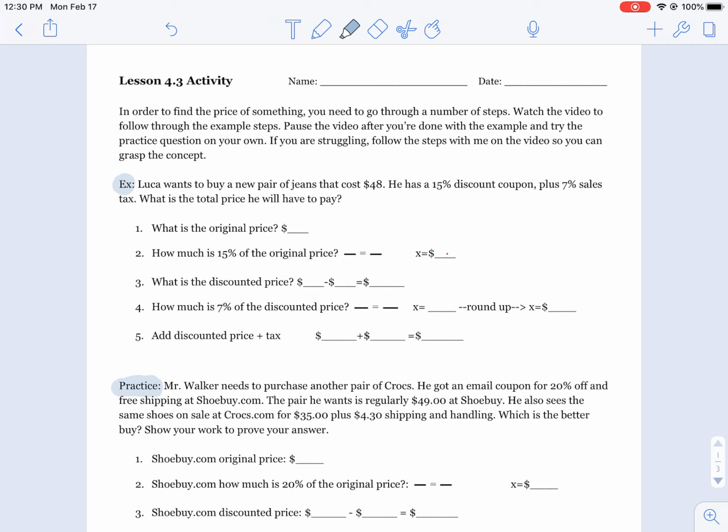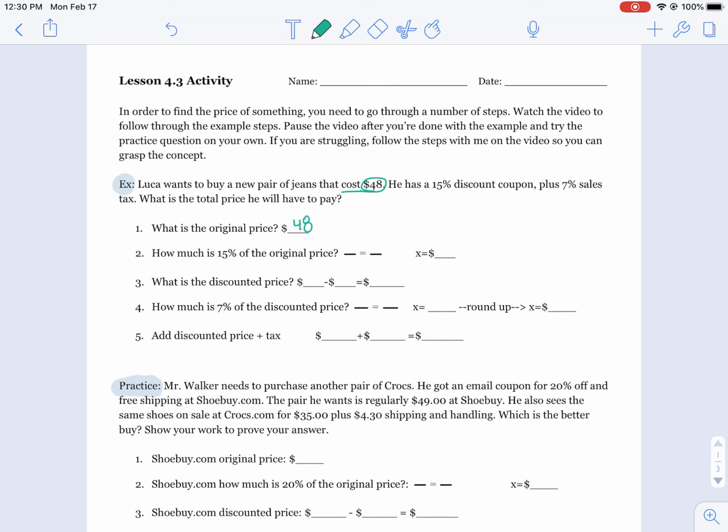So let's find out. I broke down the steps into 5. You can make it less, you can make it more, however you like, but this is basically what is going to be happening, okay? So first question, what is the original price? The original price, if you see from the question, is going to be $48. So I'm going to put $48 for the original price.